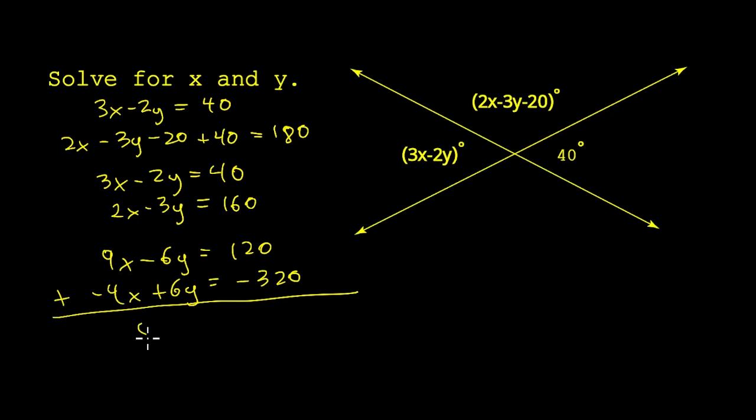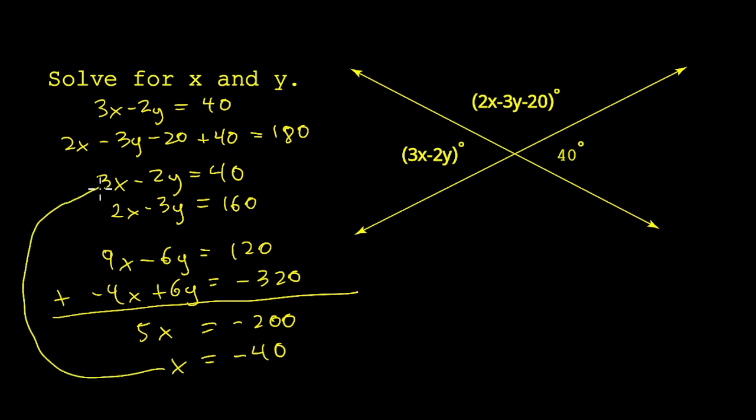9x minus 4x is 5x. 6y minus 6y is 0. -320 plus 120 is -200. So then x equals -40. Now let's plug back into this first equation there. 3 times -40 is -120 minus 2y equals 40. So -2y equals positive 160, and then y equals -80.